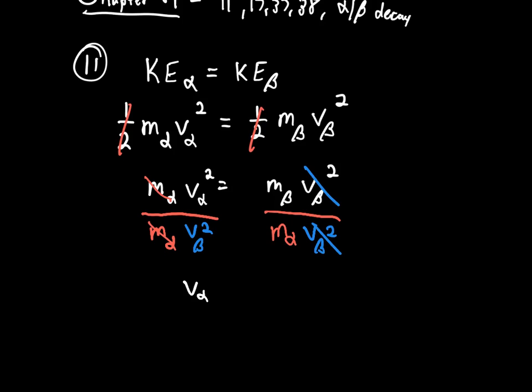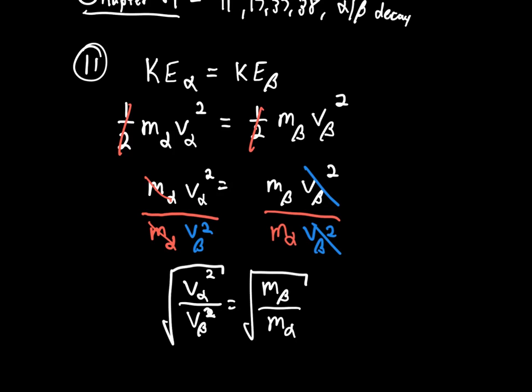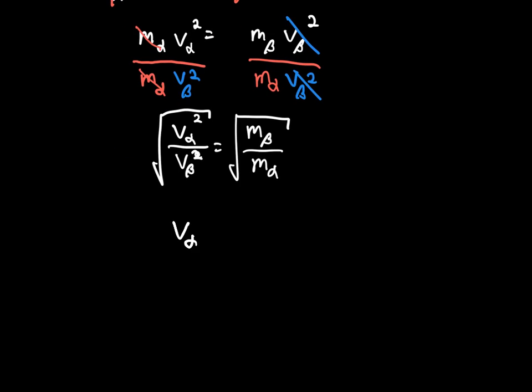So now we have velocity of the alpha particle squared over velocity of the beta particle squared equals mass of the beta particle over mass of the alpha particle. But I want just the ratio of the velocities. What's messing me up right now? Those are velocities squared. How do I get rid of the squares? Take the square root of both sides. And I got velocity of the alpha divided by velocity of the beta equals the square root of the mass of the beta over the mass of the alpha.